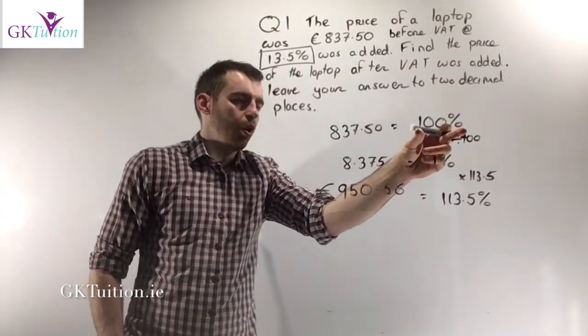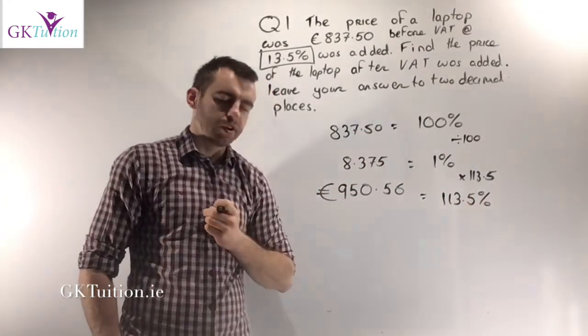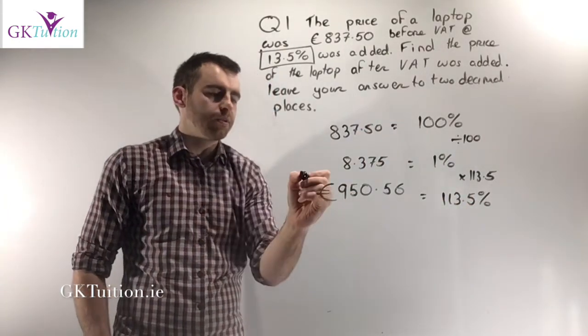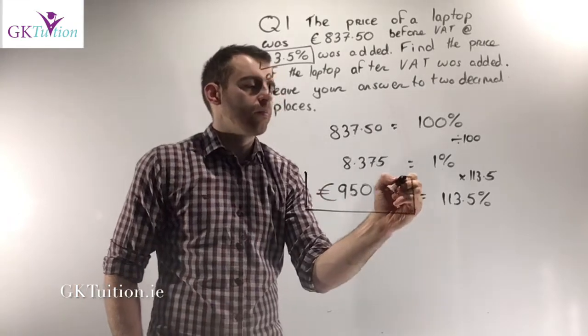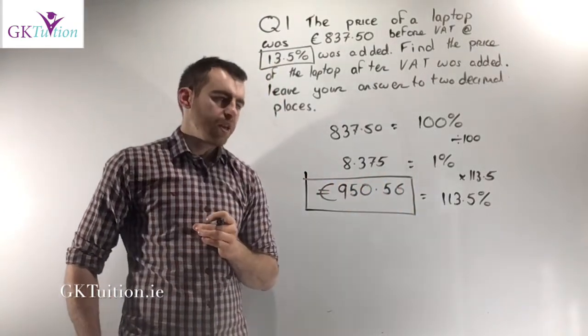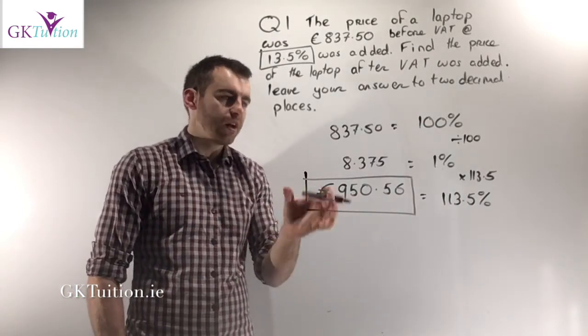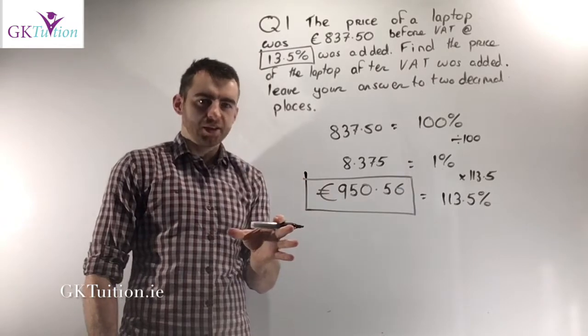So they told me 100% of the price of the laptop. What I was looking for was 113.5% of the price of the laptop. The amount of money you would actually have to pay if you walked into the shop to buy this laptop is this figure. Now, I want to use this template to answer all of the questions that come up on VAT, all of the questions that come up on percentages.